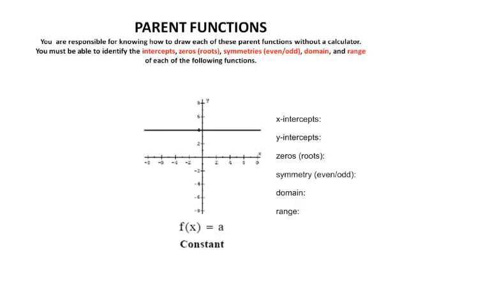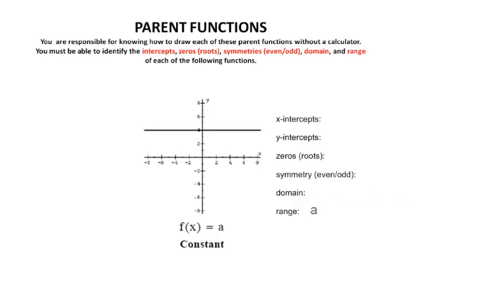Now, this is a constant function. All of the outputs of this function, f of x equals a, lie on the y-axis at the y value of a. There are infinitely many input values for this constant function. So when I look from left to right, all of the x values are covered from negative infinity to positive infinity. So the domain of this function is all real numbers.